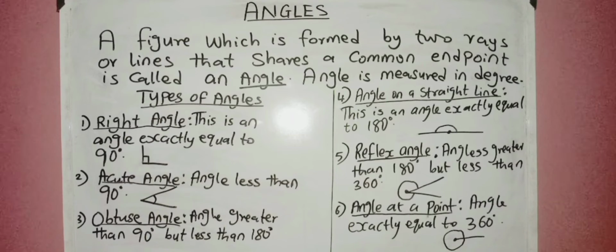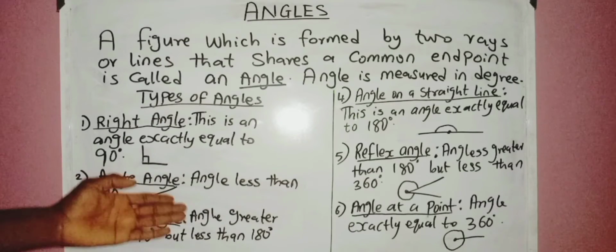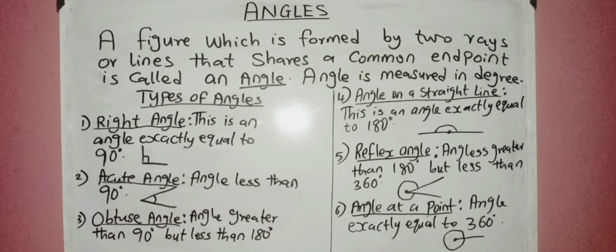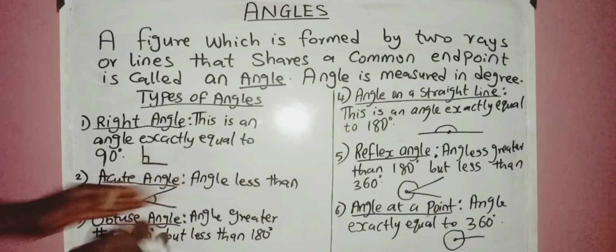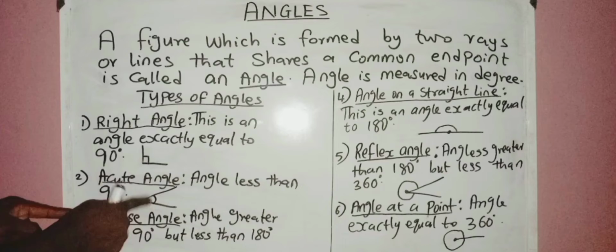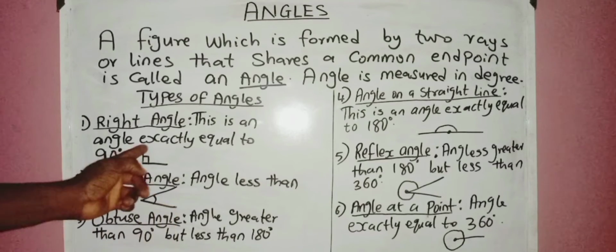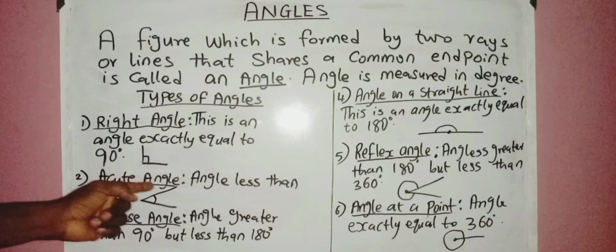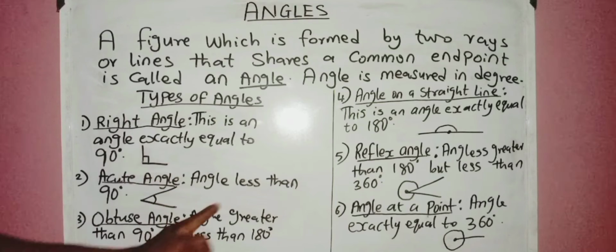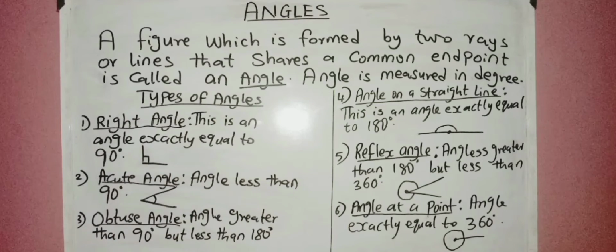Then the next one is acute angle. An acute angle is a reduced aspect of the right angle. You can see the line is now being compressed. You can see the wideness is now lower than that of this one. So we say that an acute angle is an angle that is less than 90 degrees.